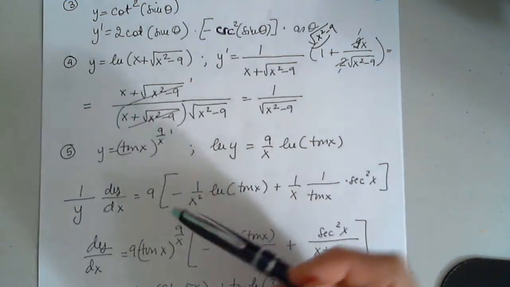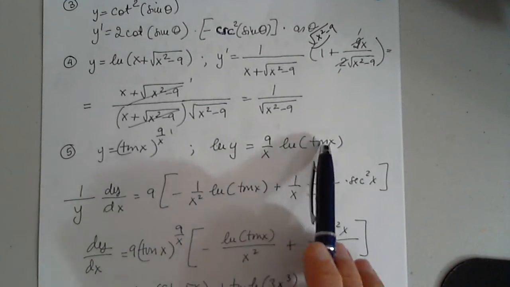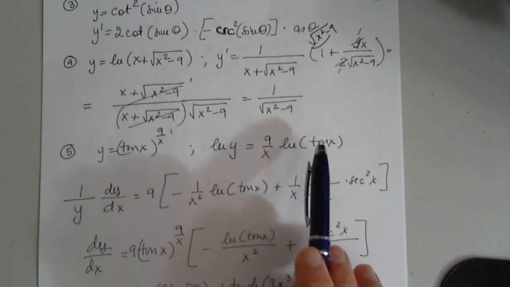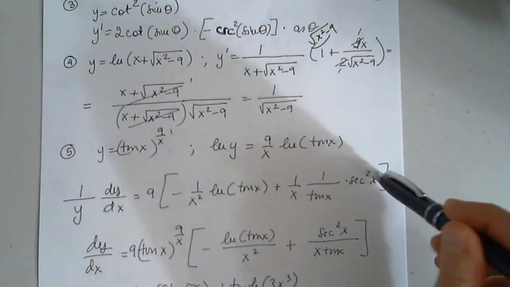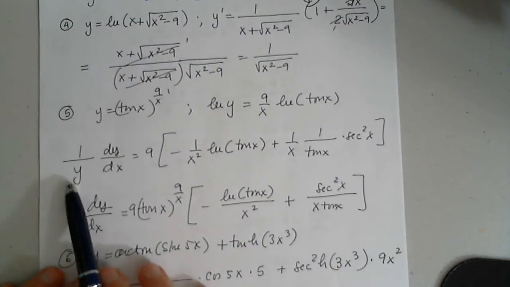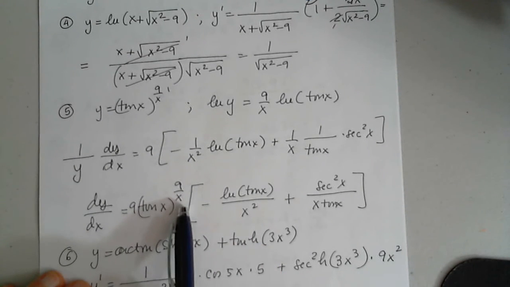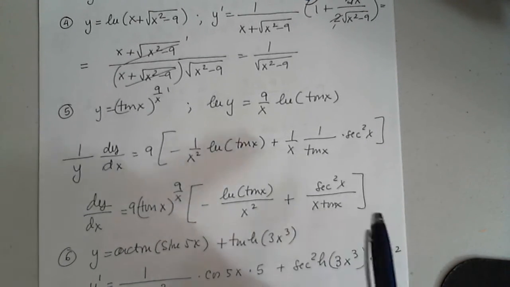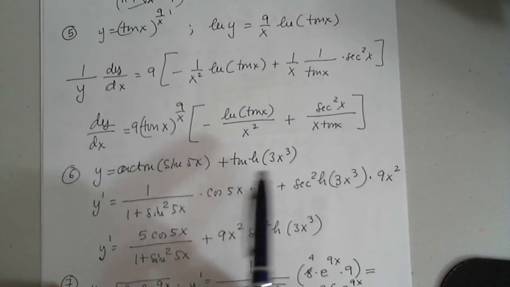1 over x prime, if we remember, is negative 1 over x squared, times natural log, plus 1 over x times natural log prime, which is 1 over tangent times the inner function prime. And I multiply by y in the form of tangent x raised to 9 over x, and the rest gets copied. Here, we're asked to differentiate this function.